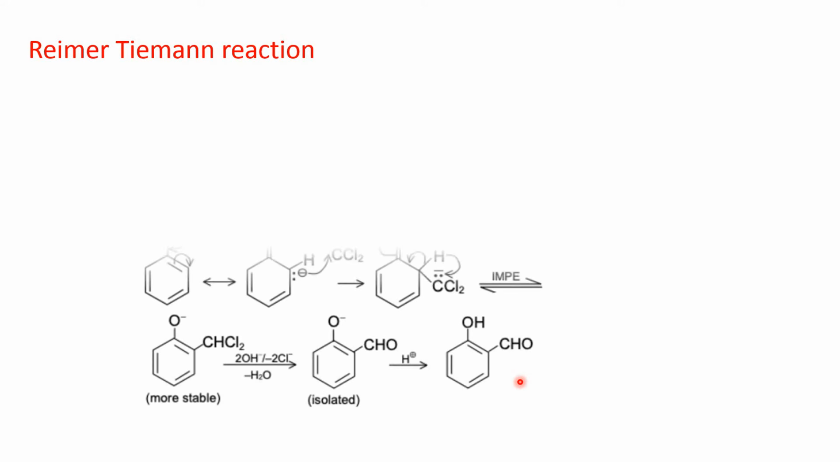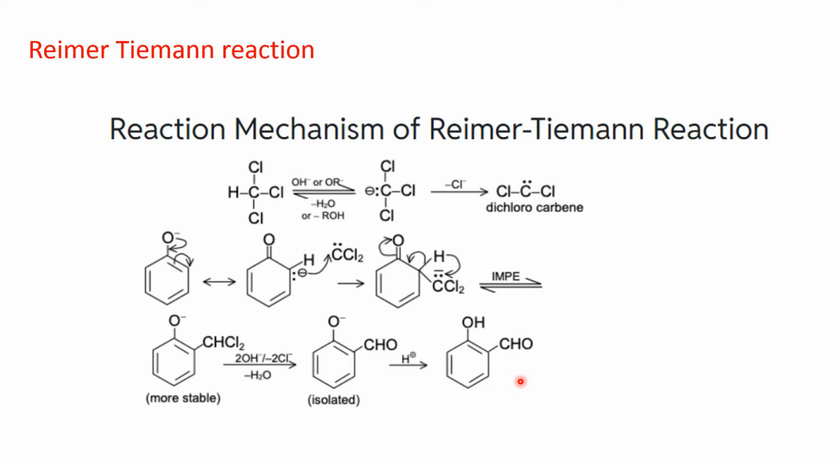Now we see Reimer-Tiemann reaction. Already I told what is Reimer-Tiemann reaction. When phenol is treated with chloroform in presence of alkali, salicylaldehyde or orthohydroxybenzaldehyde is formed. That is Reimer-Tiemann reaction. Let's see the mechanism. From this chloroform, this alkali will take this H plus and you'll get the carbanion. Then one chloride ion is removed and you will get the dichlorocarbene.